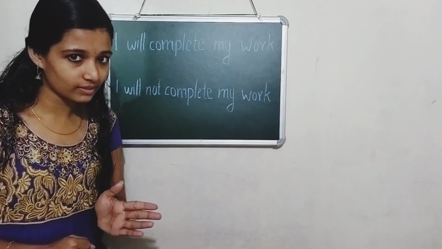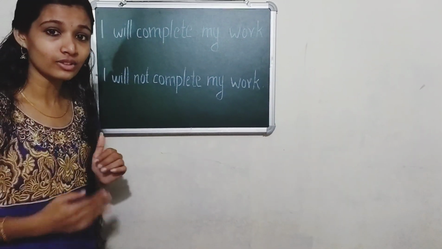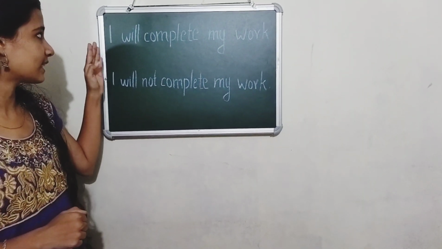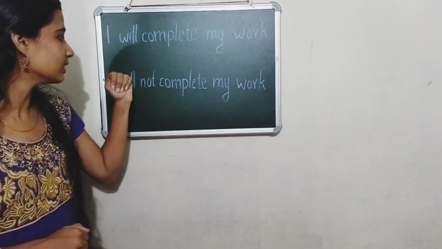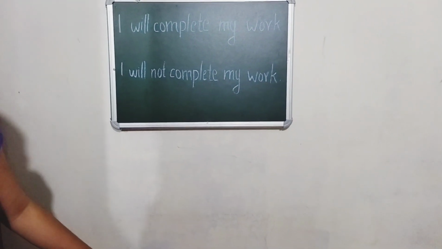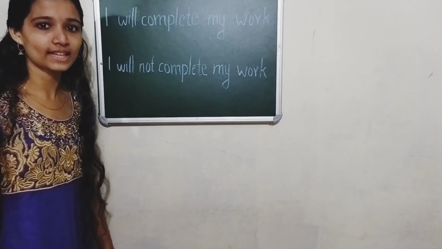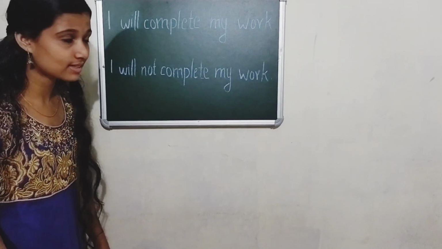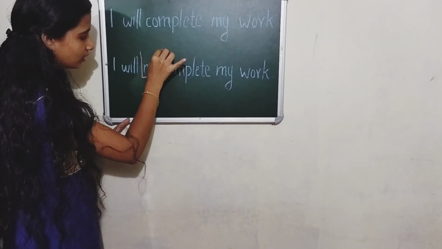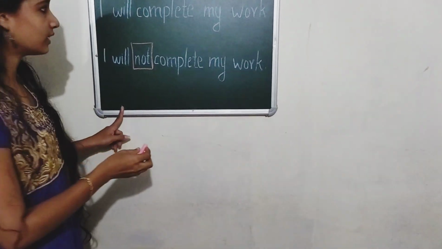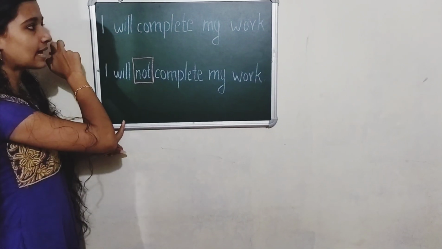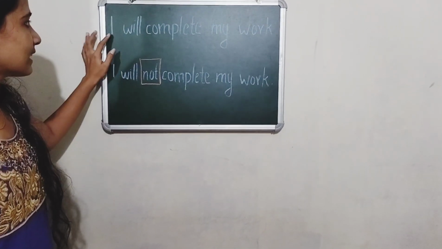There is a difference between those 2 sentences. So you have to read it carefully and try to find out the difference. I will read it once again. I will complete my work and I will not complete my work. So what's the difference? Yes, many of you may have already noticed that. In the second sentence, there is the word not. The word not is present in the second sentence while the word not is absent in the first sentence.